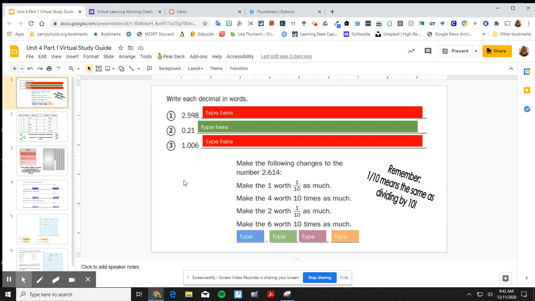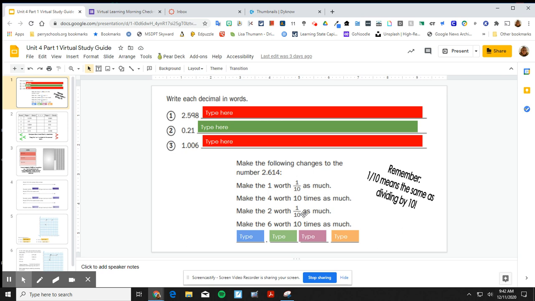1.006. So again, hopefully you can remember the different place values. Use your materials to help you as you do this study guide. Remember, this part is not a test. This is review. So use your resources. Use them to help you practice and study.